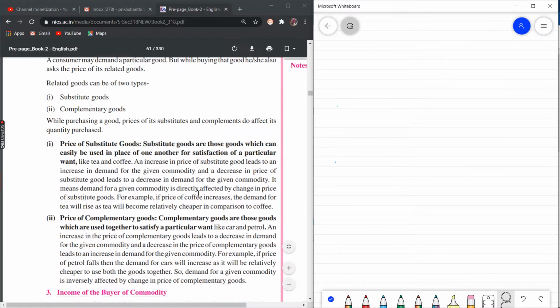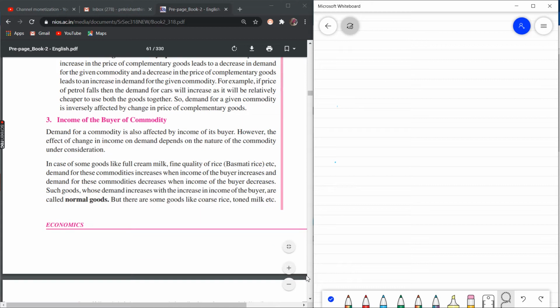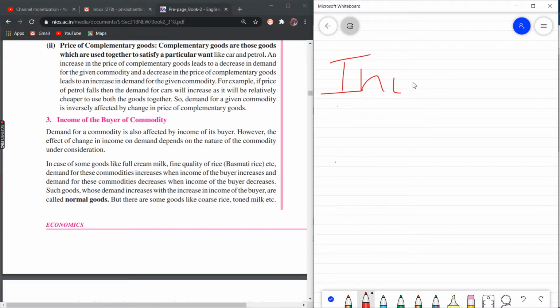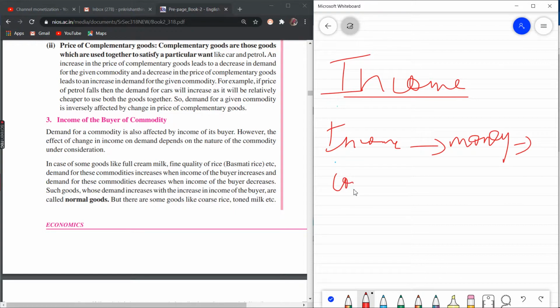I hope you are clear with this. Next, income of the buyer of the commodity. How will income affect the demand? How does a consumer buy goods? A consumer buys goods with money. How does the money arise to him? By way of income. Income gives the consumer money to buy, so that he starts to consume, which eventually increases the consumption and increases the demand.